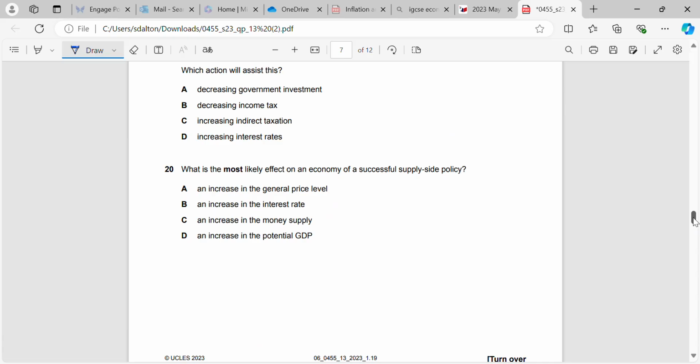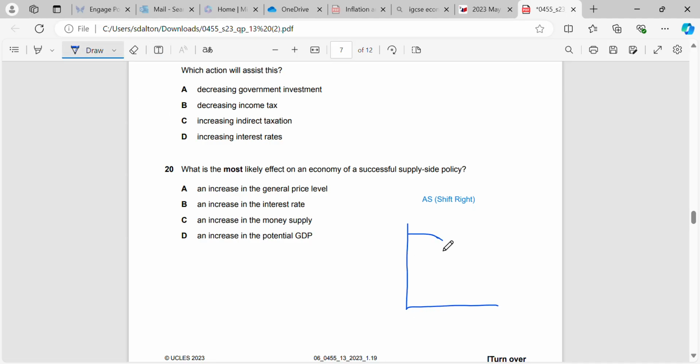Okay, what is the most likely effect on an economy of a successful supply-side policy? So if you know anything about your supply-side policies, you know that with a successful supply-side policy, AS will shift to the right. That's its aim, right? It might take a long time, but we will eventually get there. Now, anytime we shift AS to the right, we can show it as the following.